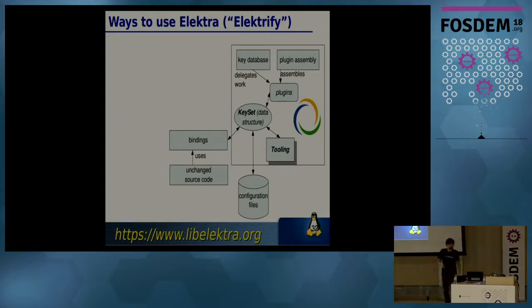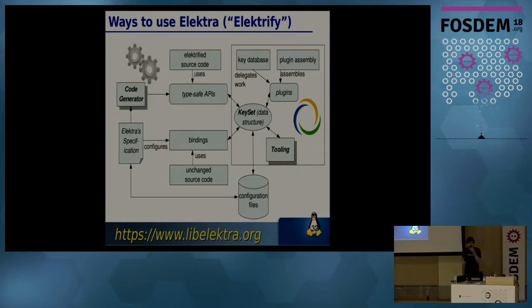So if the applications want to use Electra, they can write a specification. And in the specification, they can also link again these bindings they want to use. And the third option we have is we can also generate source code. With these generation techniques, we have the advantage that it is statically guaranteed that every configuration option which is used must be in a specification in the type as specified. So for new applications, I would recommend to use this.